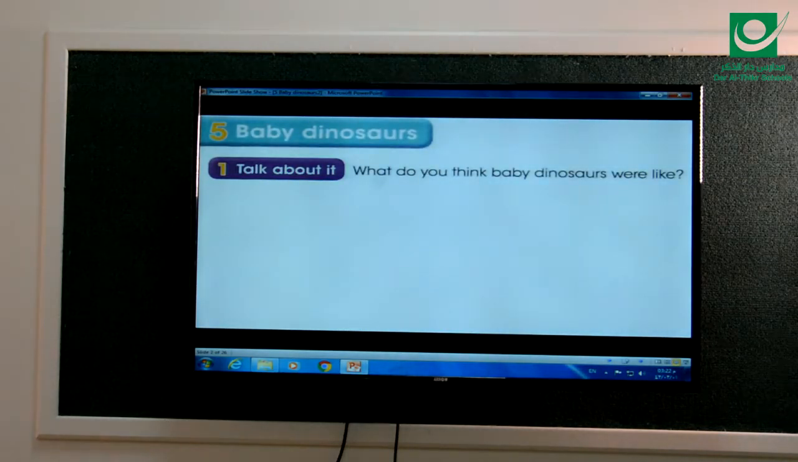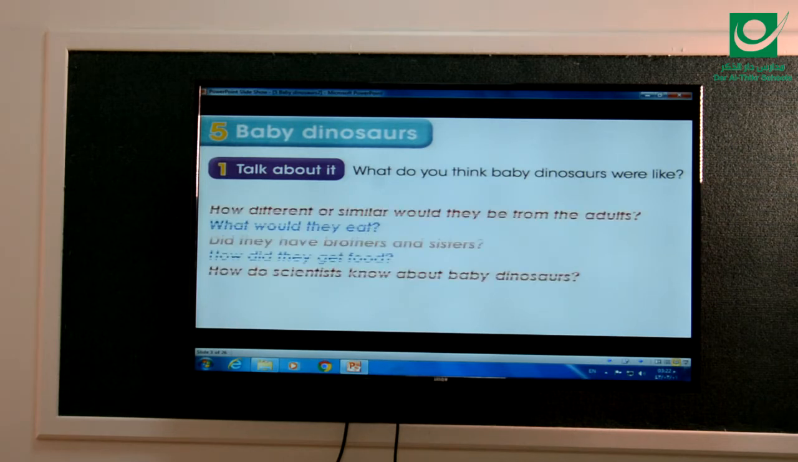Okay, what do you think baby dinosaurs were like? Think alone and imagine. They were little, they were huge, they were aggressive, they were kind. So just think and imagine. How different or similar would they be from the adults? Of course, they would be different from the adults, not very strong like the adults, because they are babies.